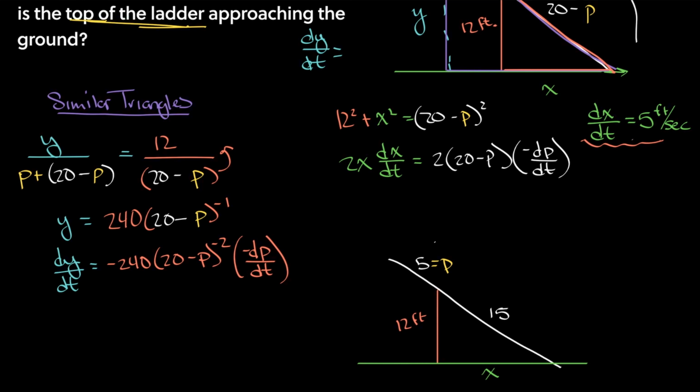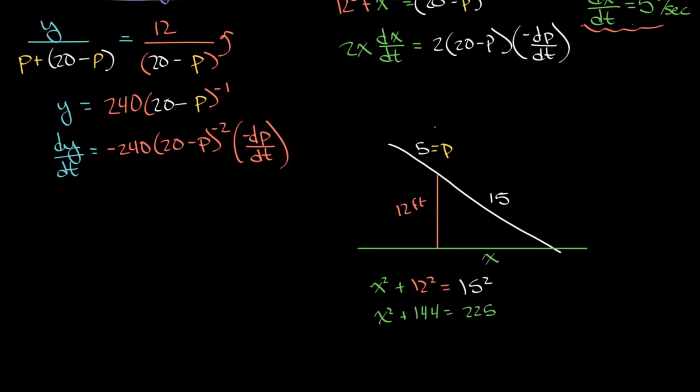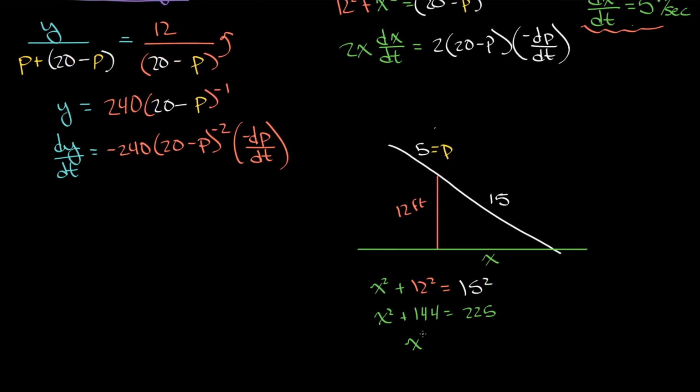We can find x just through the Pythagorean theorem. So we have x squared plus 12 squared equal to 15 squared. Solving this out, we have x squared plus 144 is equal to 225. And then 225 minus 144, that should be 81. And then taking the square root of both sides, we have x is equal to plus or minus 9. And we just want the positive length here. So x is going to be equal to 9.